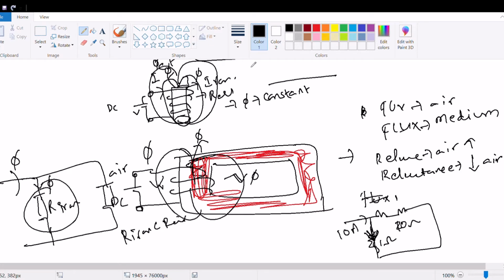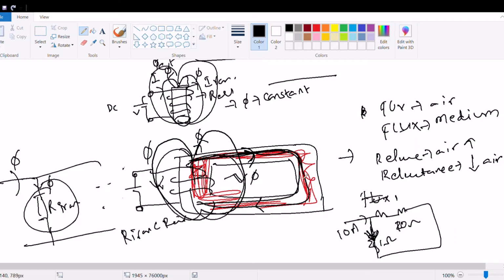Therefore, in this circuit, flux tries to flow through this path because it has a low reluctance path. It can flow like this, or like this, but it can flow like this also. Most of the flux flows through the iron path, and some flux flows the other way. This is the basic idea of how a transformer works.